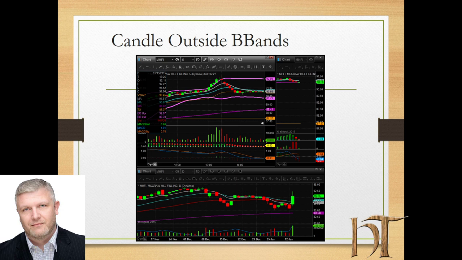Okay, now this one, it's made a move almost to the lower Bollinger Band. Okay, so this is the lower Bollinger Band here. So it's made a move almost all the way down to the low of the range, of the Bollinger range.